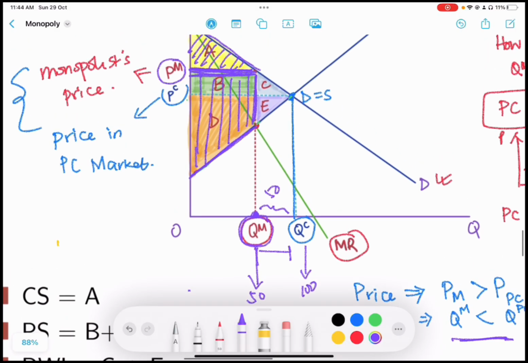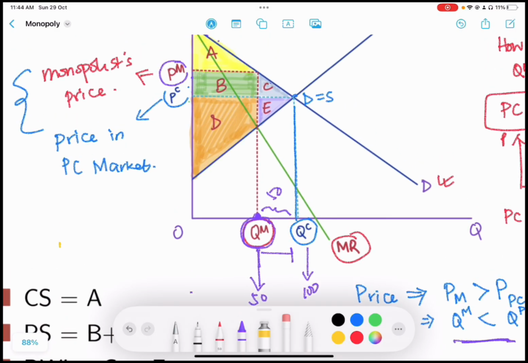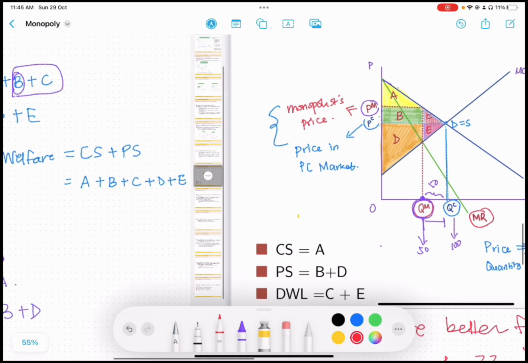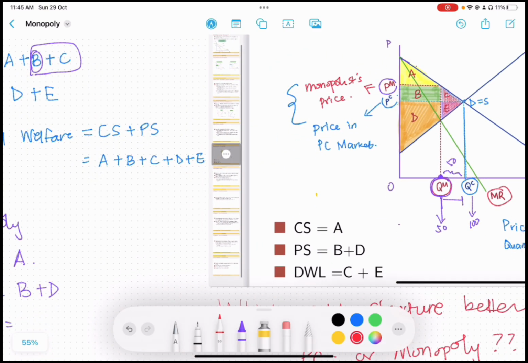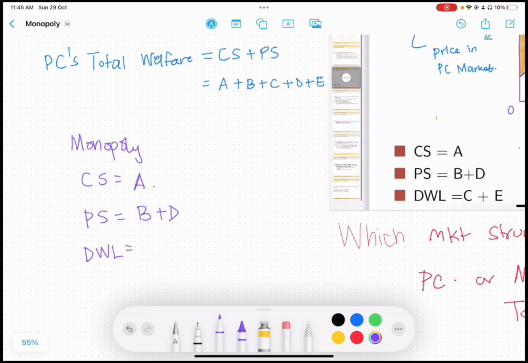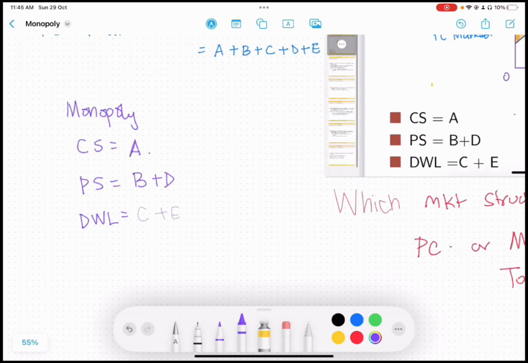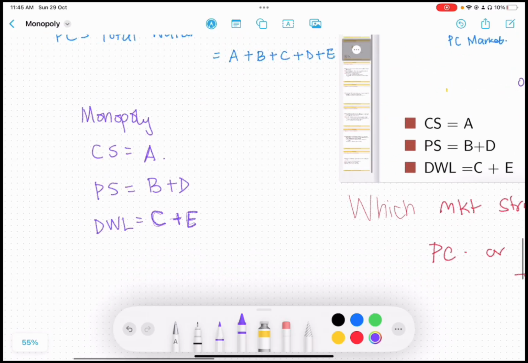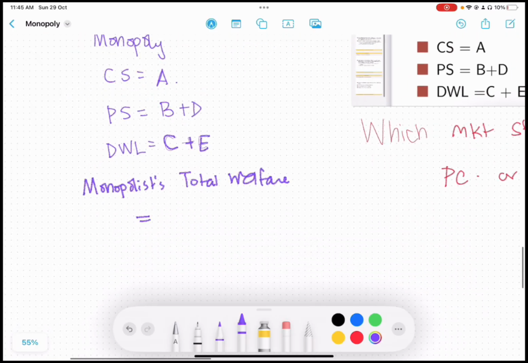If these 50 units are no longer being produced, then this part here, C plus E, is no longer going to be going to anybody. It's not going to the producer. It's not going to the consumer. So this is completely lost to society because that output, QM to QC, that 50 units, is no longer being produced. So the deadweight loss is going to be C plus E. So now, what is the monopolist's total welfare? Well, it's just consumer surplus plus producer surplus, which is going to be A plus B plus D.